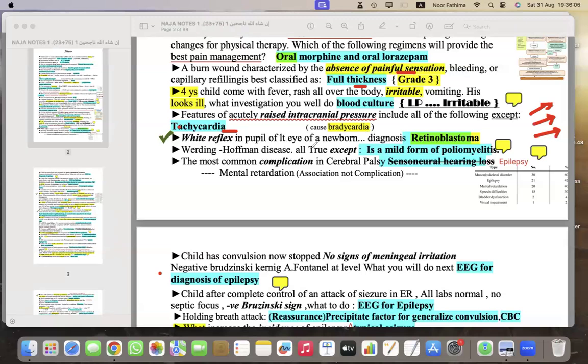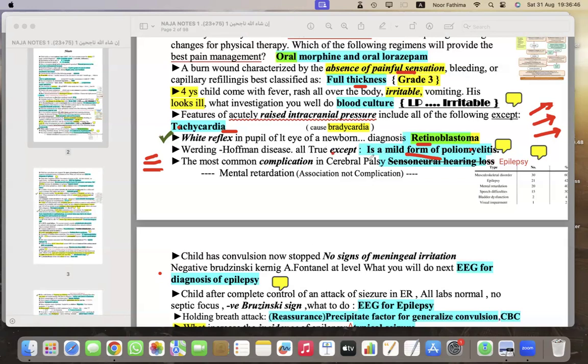White reflex in pupil of left eye of a newborn is retinoblastoma. Werdnig-Hoffmann disease is all true except, what is it? It is spinal muscular atrophy. It is an autosomal recessive syndrome. The baby will be hypotonic with breathing difficulties. But he is saying it is a mild form of poliomyelitis. This is the wrong answer. So this is all true except, means you will consider this.